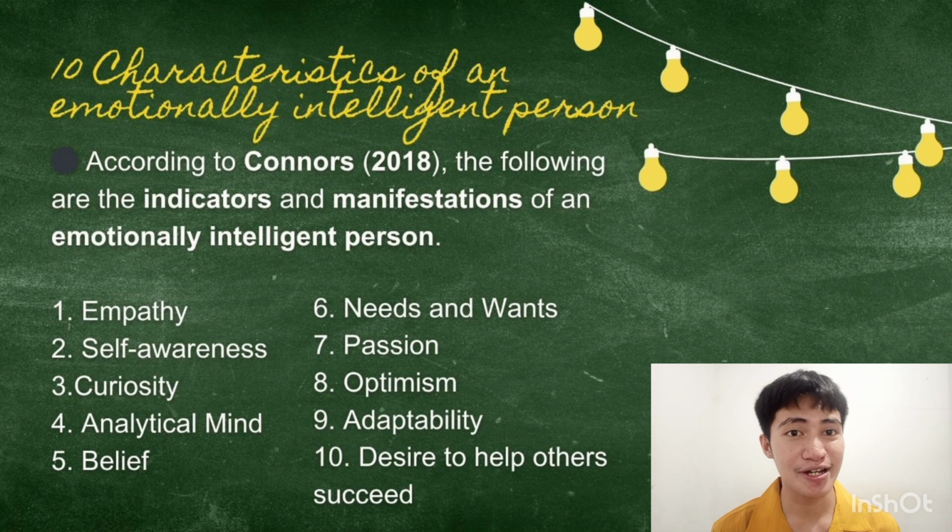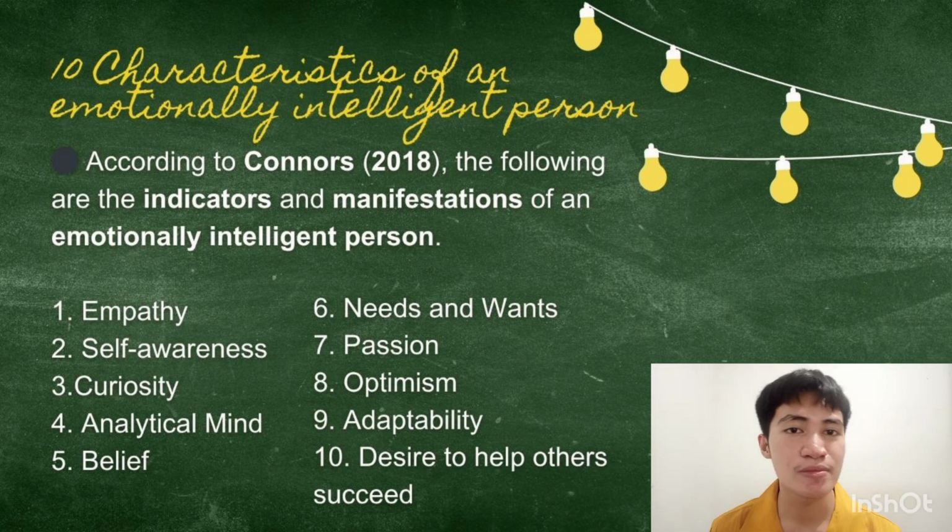Next is the analytical mind. Having an analytical mind means thinking carefully, asking questions, and solving problems by looking at things deeply. An example scenario: after a quiz, you get a poor grade. Instead of getting upset, you check what mistakes you made and how to avoid them next time.